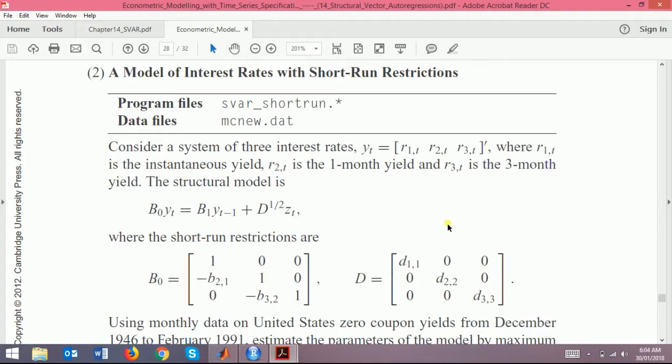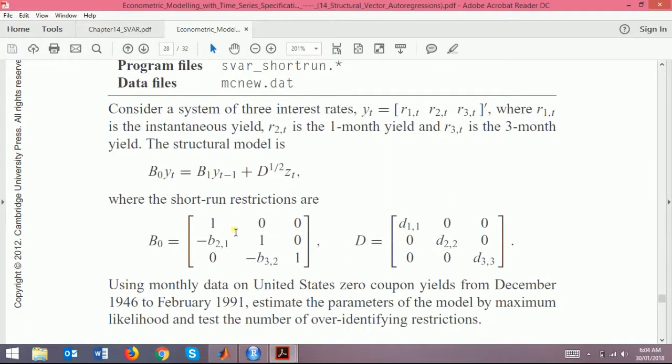Root over dz, where the short run restrictions are beta naught 1 0 0, minus b2 to 1 1 0, because we are taking things on the left hand side. This is the residual equation for variable 2, and the residual equation for the third variable 0, minus b3 to 3 2 1, second variable, and the third variable in the second column. Second variable first column, third variable in the second column, or by rows as well.